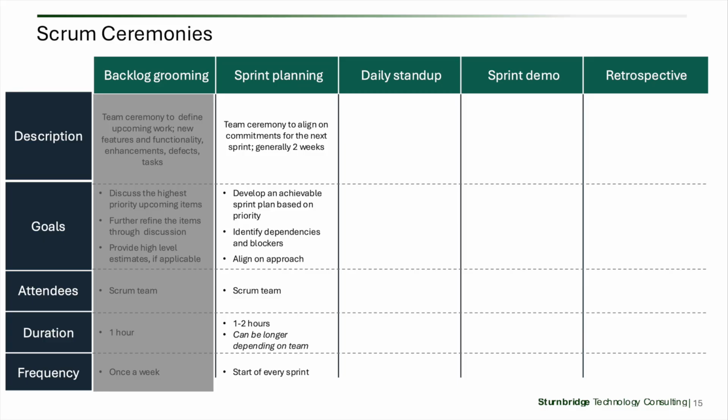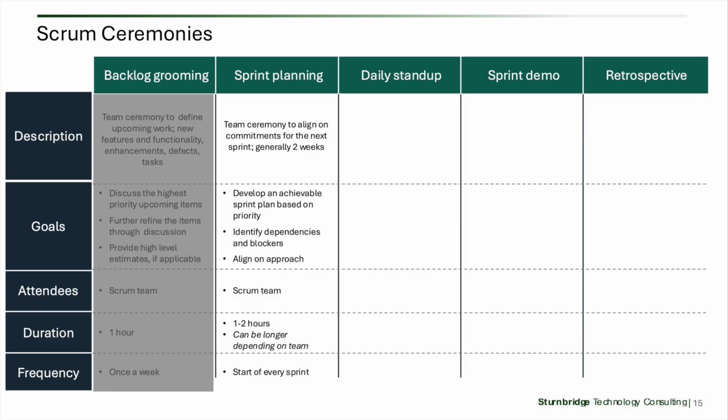During sprint planning, the team develops an achievable sprint plan based on the prioritized items, which should be groomed during the backlog grooming process, and the team also identifies dependencies and blockers for completing those items. This includes if other teams need to be involved or need to be depended upon to deliver their deliverables within that sprint. The team will also align on the development approach for the items that need to be developed. This is to ensure everyone is aligned on the best approach.